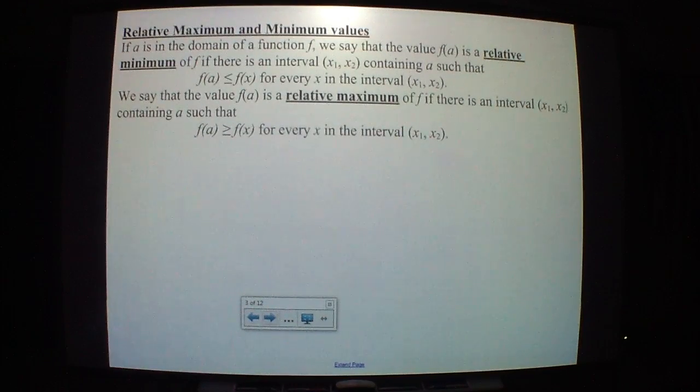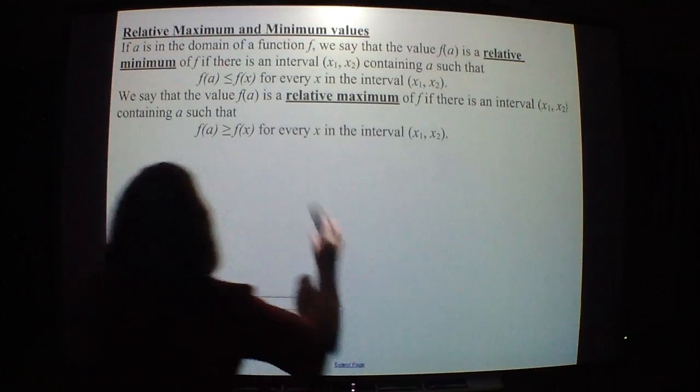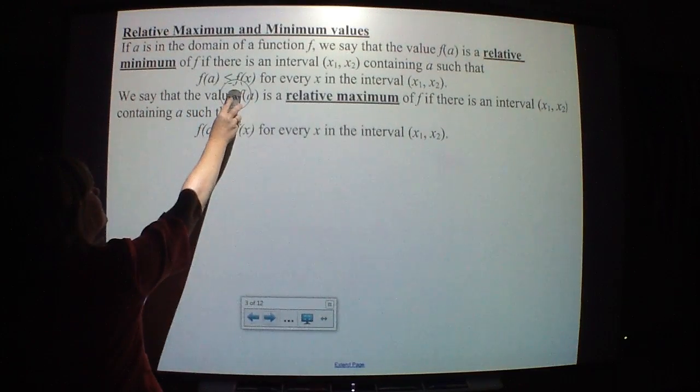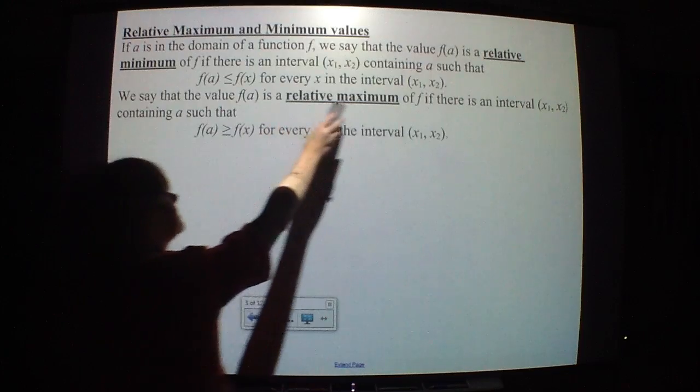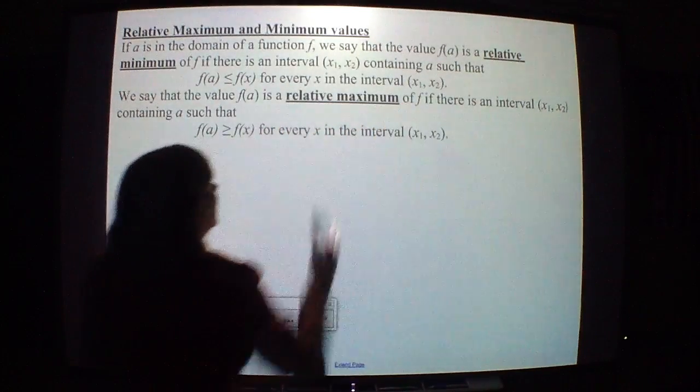Relative maximums, relative minimums. Sometimes they're also called local maximums and local minimums. If a is in the domain of the function f, we say the value f of a is a relative minimum of f if there is an interval x sub 1 to x sub 2 containing a such that f of a is less than or equal to f of x for every x in the interval from x sub 1 to x sub 2.